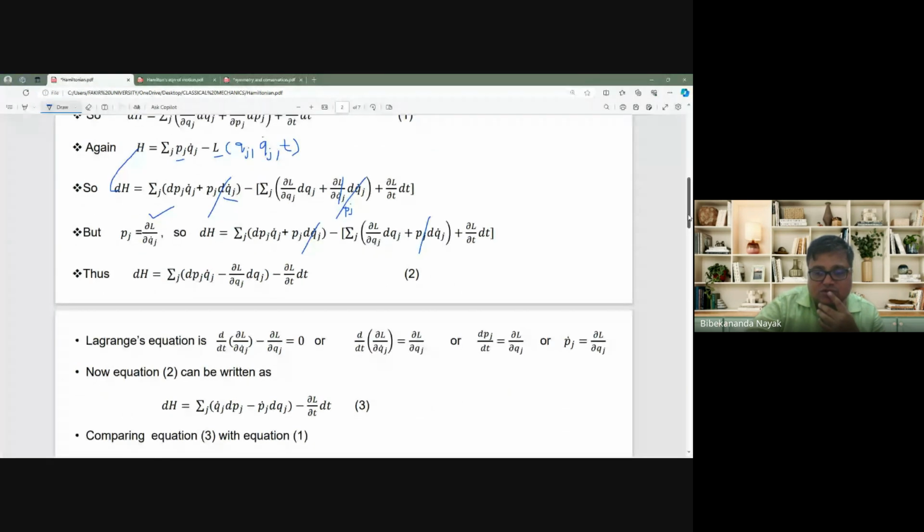Now Lagrange's equation, we know: d by dt of del L by del Qj dot is equal to del L by del Qj. So in place of del L by del Qj, we write d by dt of del L by del Qj dot. But del L by del Qj dot is again equal to Pj. Using this, we found that this term is Pj dot.